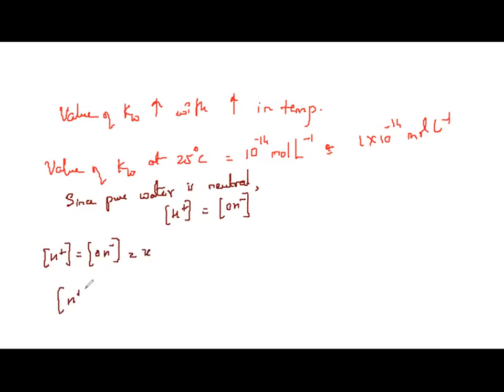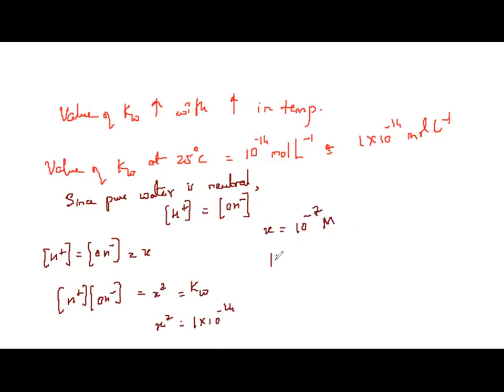Multiplied, H plus ion concentration into OH minus ion concentration becomes X square. And that is equal to the ionic product of water. Correct? Therefore, X square is equal to 1 into 10 raised to minus 14. Therefore, what is X equal to? X will be equal to 10 raised to minus 7 molarity, moles per liter.